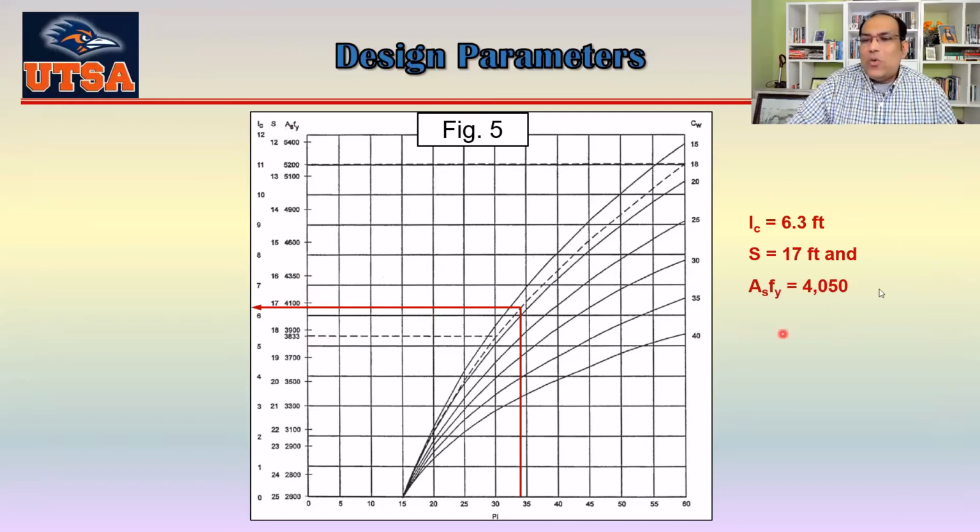Once you get these three numbers, then basically you can start doing some calculation and see what would be the number of beams in each direction and what would be the depth of the beam in each direction, as well as some other things too.